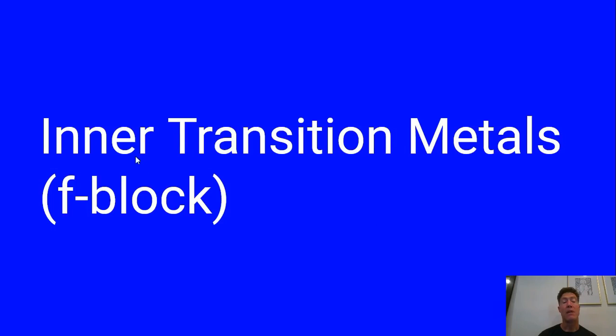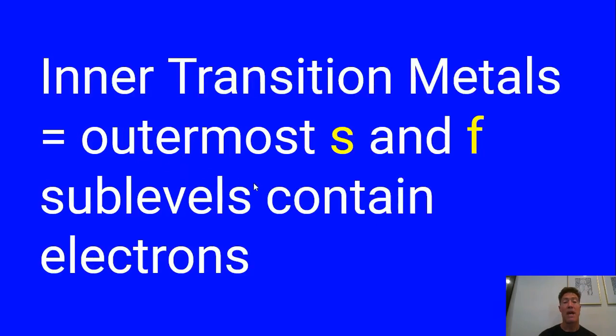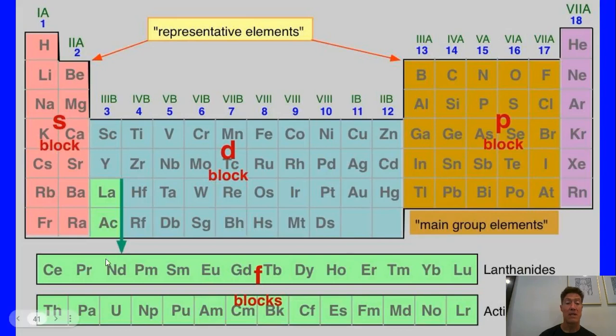And finally, the fourth group, we have the inner transition metals, also known as the f block. And here they're characterized by having their outermost f and s sublevels with some electrons. And so that's the f group down here, which is a sublevel of this d block. This d block is called transition metals. The f block is called the inner transition metals.